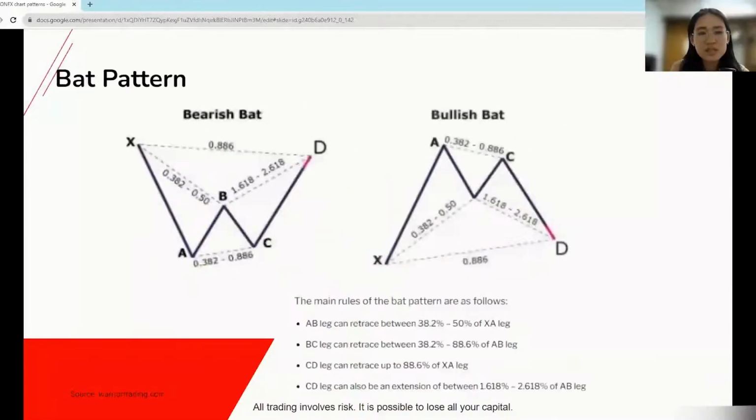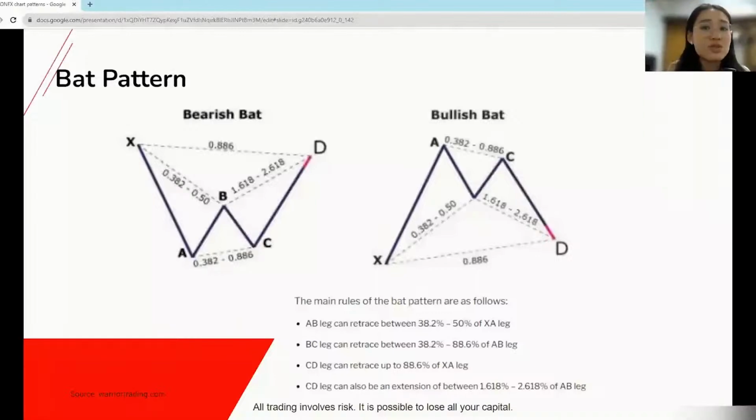Okay. Next, let's take a look at bat pattern. So this is considered the most accurate pattern. And you can see, once again, it's pretty similar to your W and M patterns. Okay, just with a couple more Fibonacci levels to take note of.